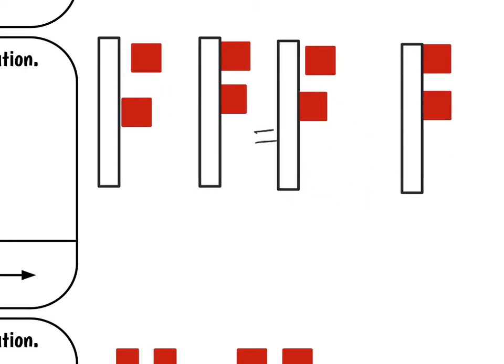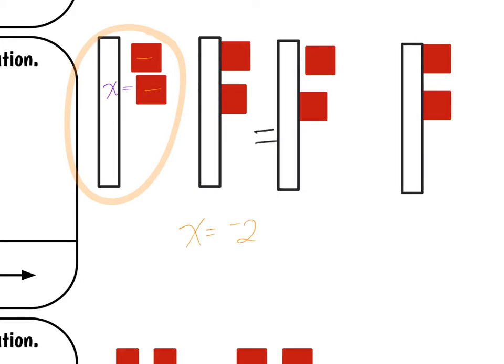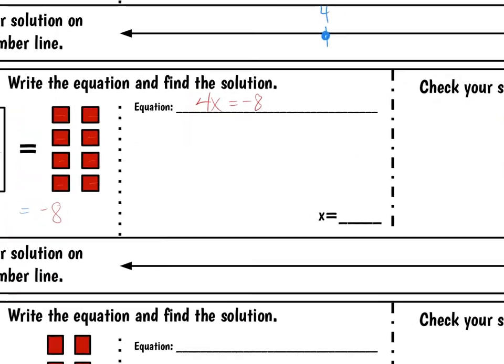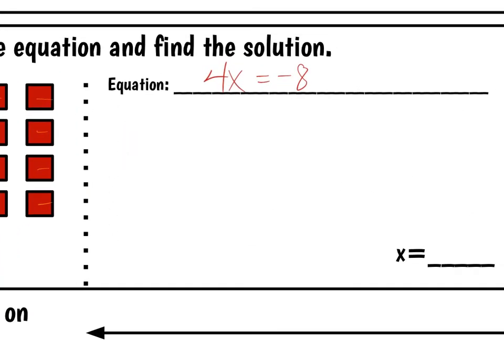So in this case, 1x is equal to 2 negative units. So x is equal to -2. Algebraically, we do the same process that we did before.